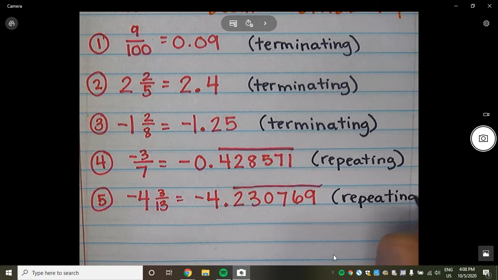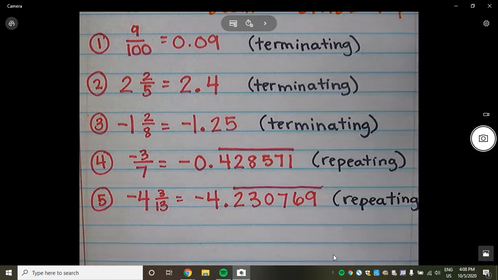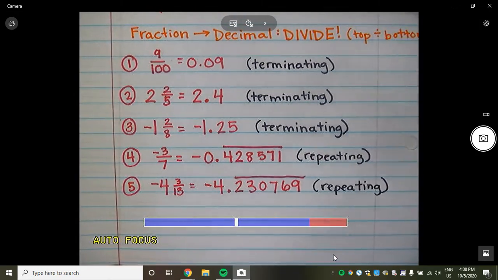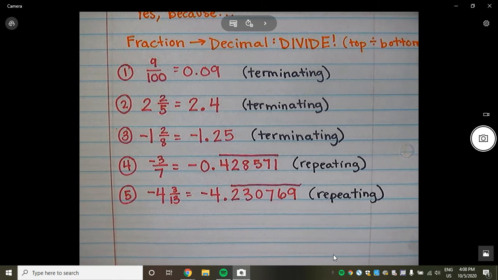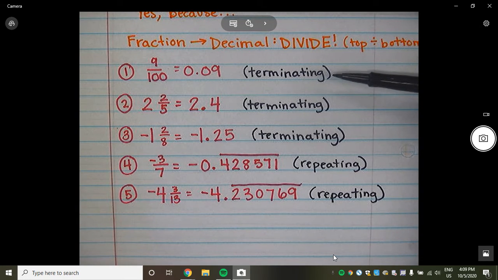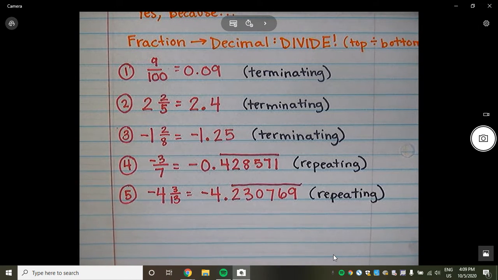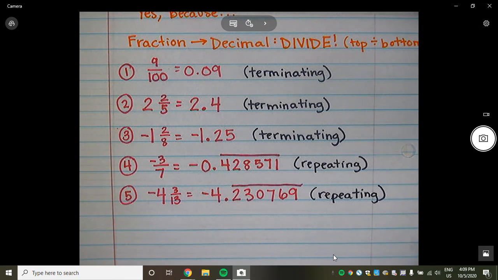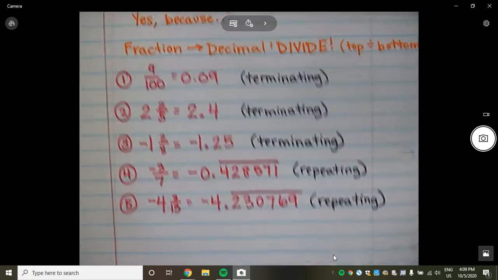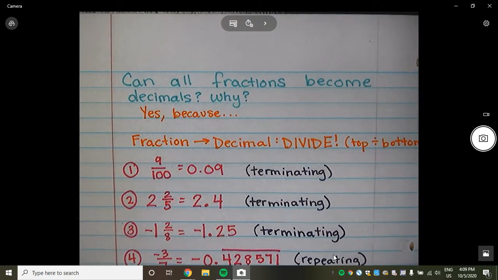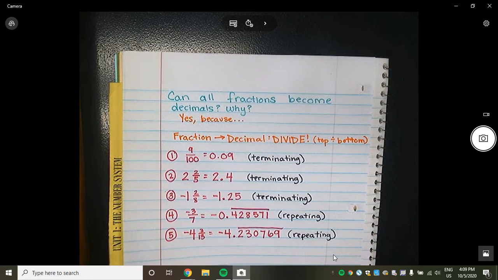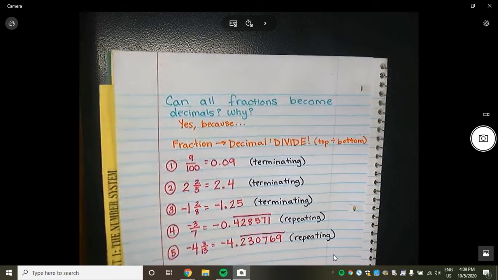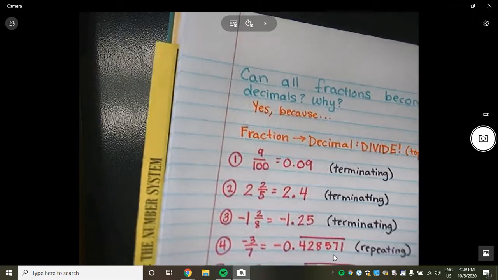So the important thing to remember here is, can I turn any fraction into a decimal? And the answer is yes. All I have to do is divide. And I'm either going to end up with a terminating decimal, something that ends, or I'm going to end up with one that is repeating. So this page is now complete.